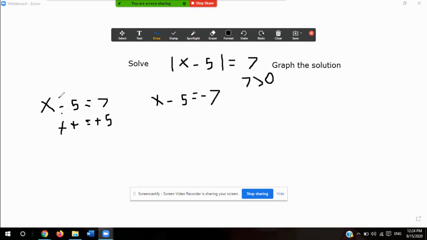So this cancels out here. And that equals 7 plus, give me one sec, guys. There you go. 7 plus 5 is 12. So one answer is going to be x equals 12.